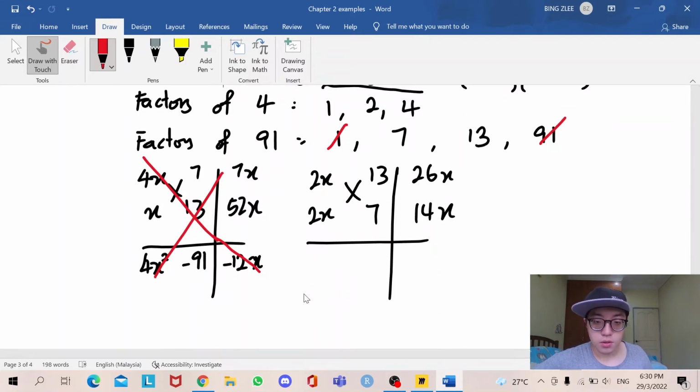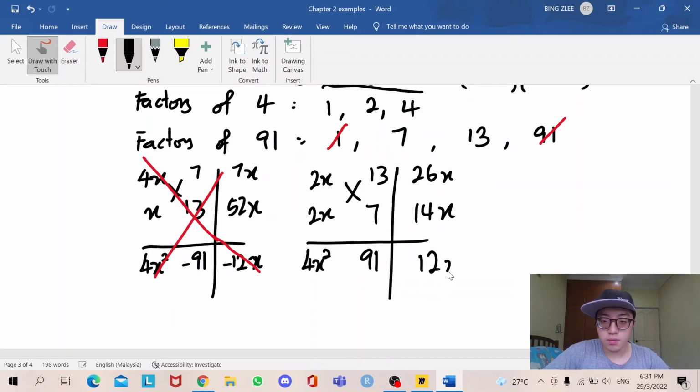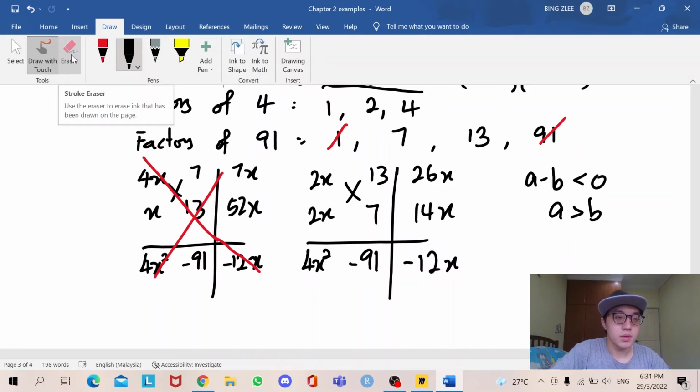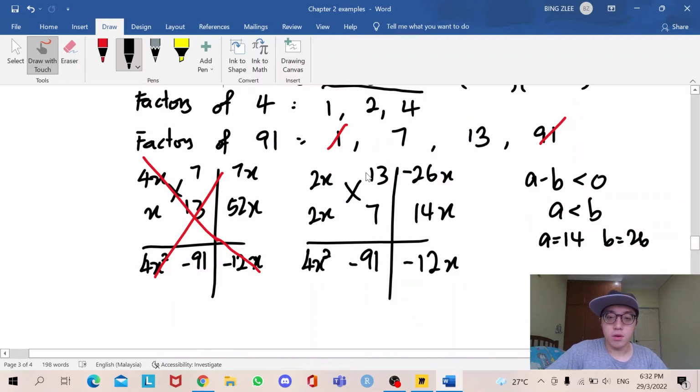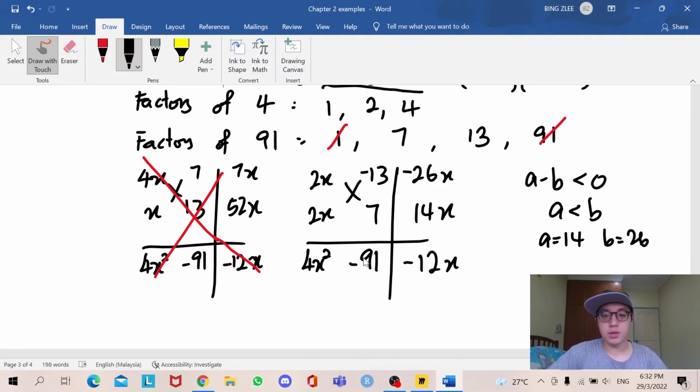Then we're going to continue to the second part here, which we have 4x squared and this is 91, and this must be negative 12x. As you can see here, we need a negative 12x, which means if a minus b is negative, then a must be smaller than b. So from here we know that a must be smaller than b, which means a is equal to 14 and b is equal to 26. And we minus the 26, which means the 26 must be a minus. And therefore, we need to put a negative here so that everything now makes sense.